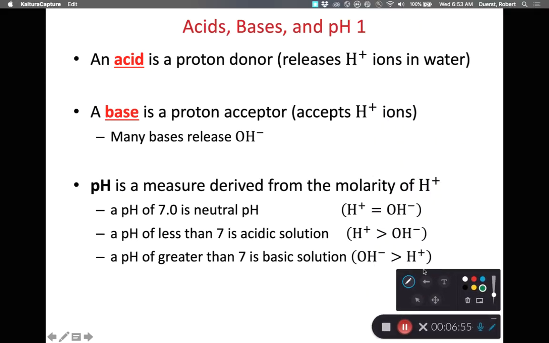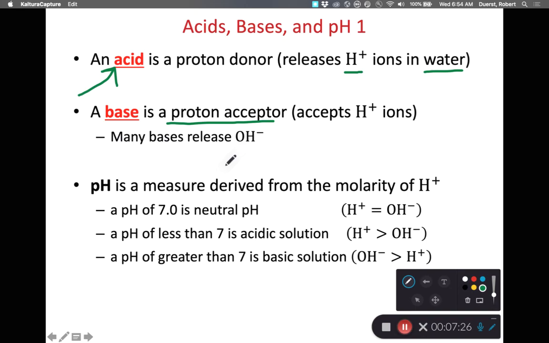If we have an aqueous solution, and we're just going to assume aqueous solutions between now and the end of human anatomy and physiology, and we have hydrogen ions in that aqueous solution, that's going to be an acidified solution. Acids donate protons or release hydrogen ions into that aqueous or water-based solution. Basic chemical compounds, when we think of acids and bases, are going to receive protons or remove protons from solution.